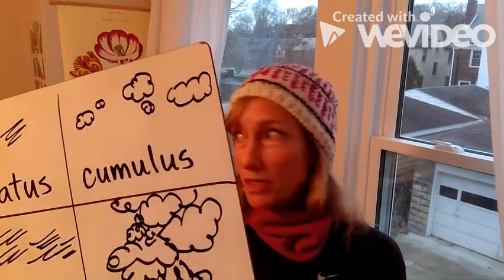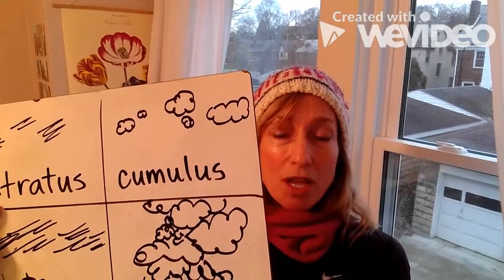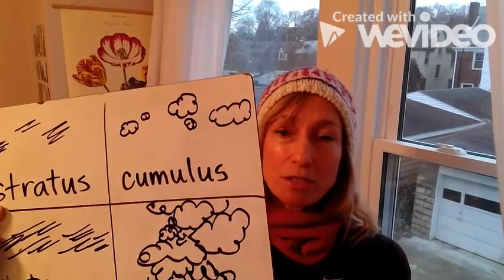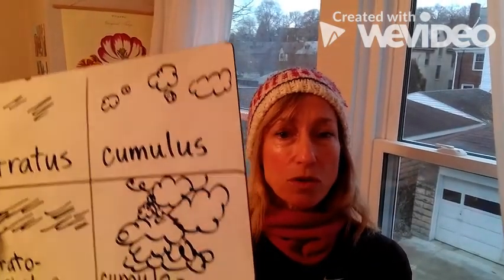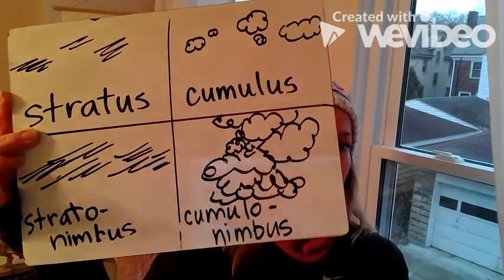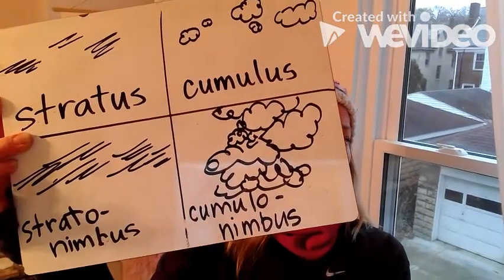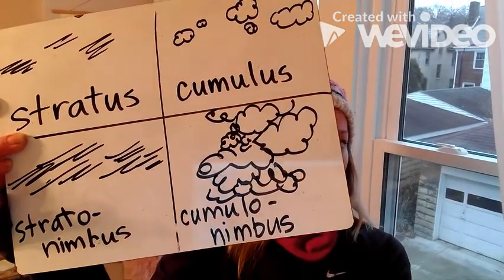So what we are looking at outside my window right now is not a stratus cloud. It's also not a cumulus cloud. A cumulus cloud is like some puffy white clouds in a blue sky. That's not what's out there. So let's look at the other 2 options. The other option is a stratonimbus or a cumulonimbus. And both of those are the storm clouds.